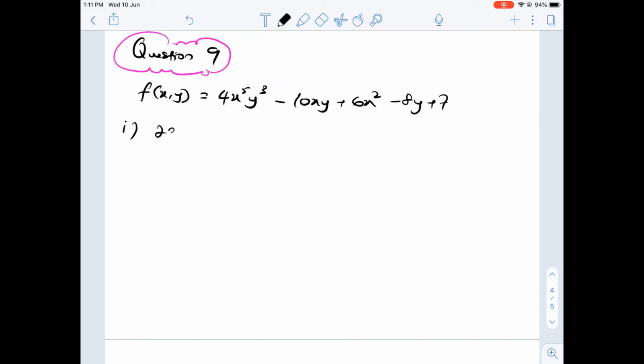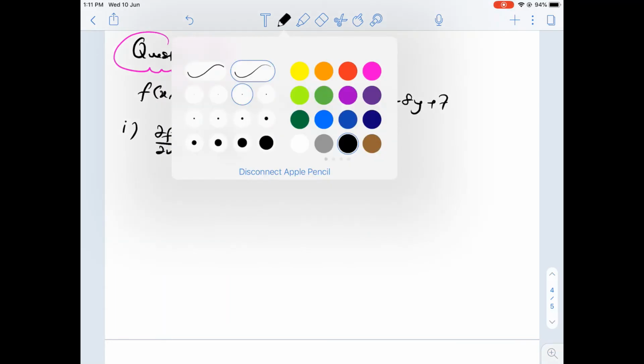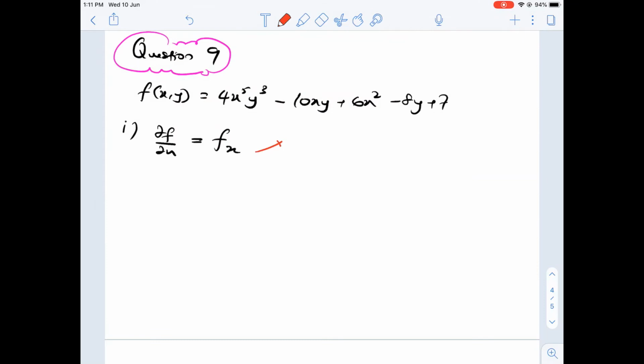We have del f del x, or you can also write this as f subscript x, which means that we differentiate f with respect to x. I will explain this. x is the variable and y becomes the constant. So you need to assume that if you differentiate with respect to x, y is the constant. Now let us solve this.